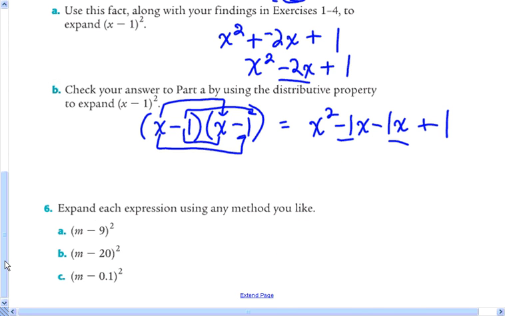All right. So I'll just do this first example for you. We can use the same idea. The first term is going to be m squared, of course. And if we think of negative 9 and double that, we get negative 18m. And then if we multiply negative 9 by itself, we get positive 81. Go ahead and let you do the other two.